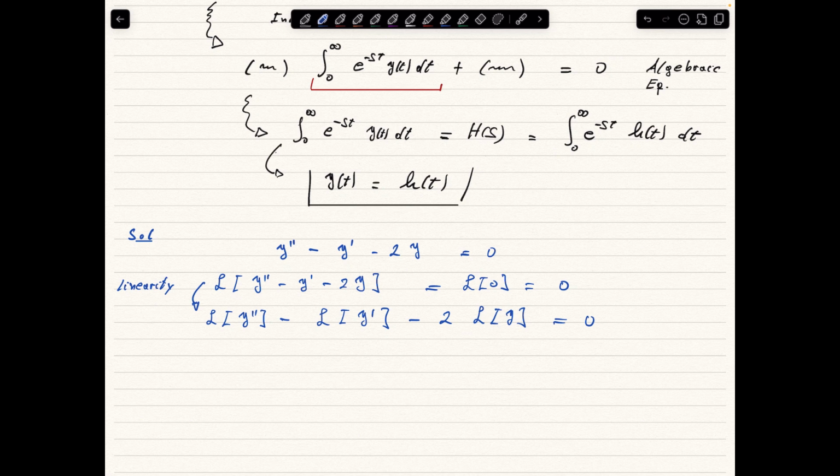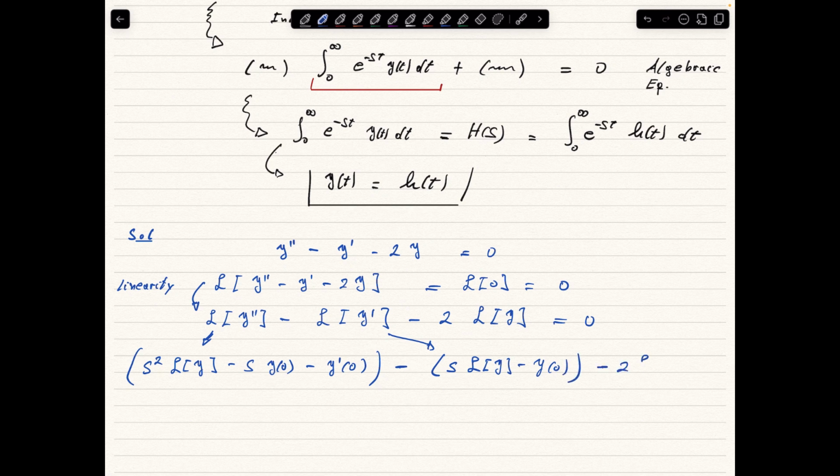Now we use the other property, that derivatives are changed into multiplications. We can write the Laplace transform of the second derivative as s squared times the Laplace transform of the function without derivatives, minus s times the function at 0, minus the derivative at 0. All that is the first term. Then we have minus the Laplace transform of the first derivative, which is s times the Laplace transform of y minus y at 0. And then we still have the term minus 2 times the Laplace transform of y, all that equals 0.